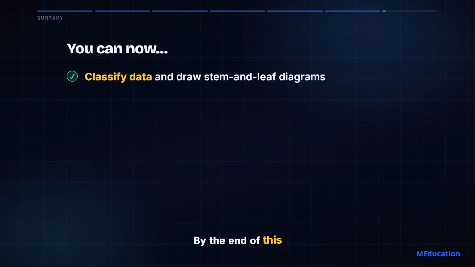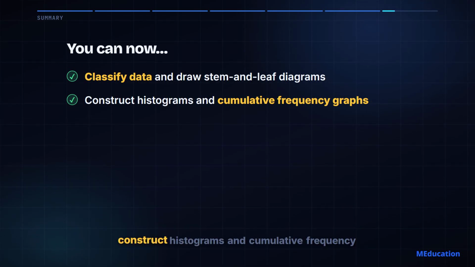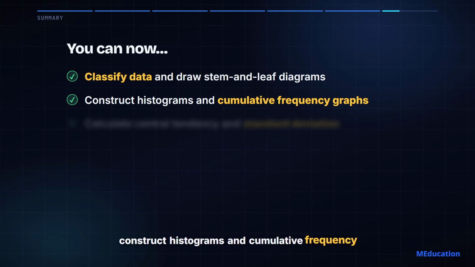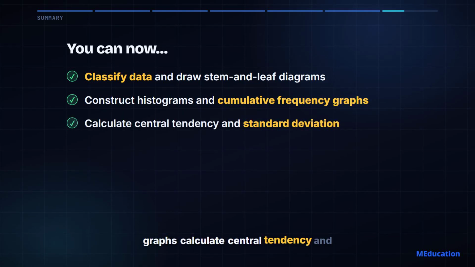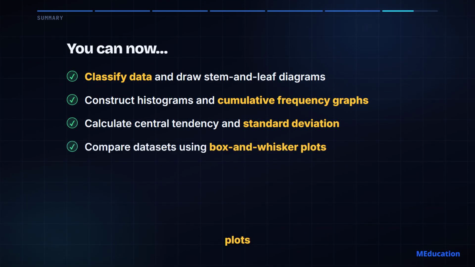By the end of this unit, you will be able to classify data types, construct histograms and cumulative frequency graphs, calculate central tendency and standard deviation, and compare datasets using Box-and-Whisker Plots. Your journey begins with the fundamental building blocks of all statistical analysis. Let us get started.